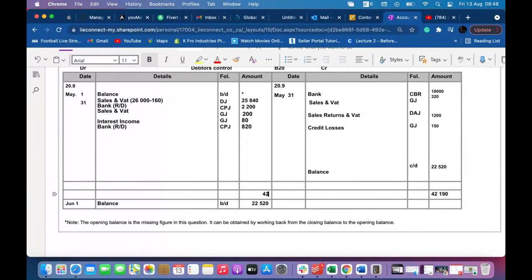And here 42,190. Okay, so now we just work our way back. We now just need to deduct these amounts to find out what our opening balance should be. Okay, so let's do that.